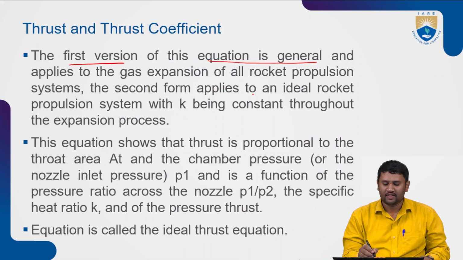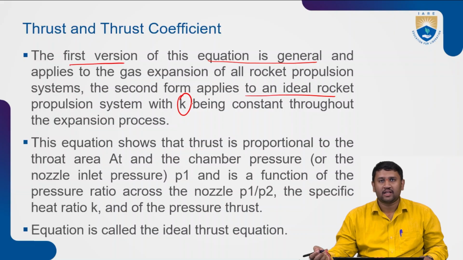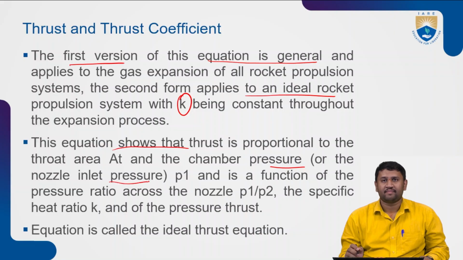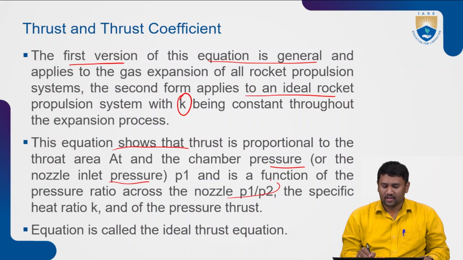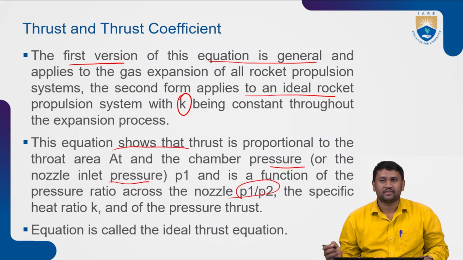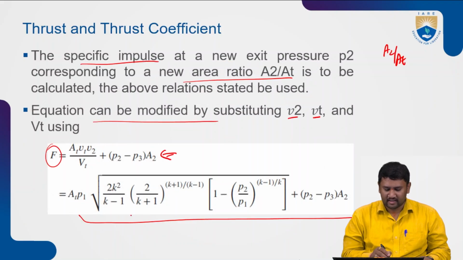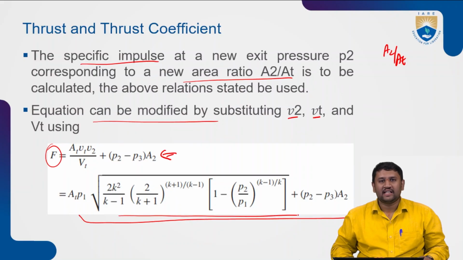The second form applies to an ideal rocket propulsion system where K, the specific heat ratio, is constant throughout the expansion process. This equation shows the thrust is proportional to the throat area AT and the chamber pressure or nozzle inlet pressure P1, and is a function of the pressure ratio of the nozzle, that is P1 to P2, the specific heat ratio K, and the pressure thrust. The equation that we derived earlier is called the ideal thrust equation.